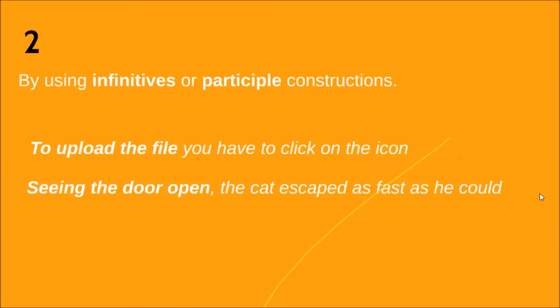The second way is by using infinitive or participle constructions. Then we have something like, to upload the file, we have to click on the icon. We call these infinitive or participle constructions, and in other parts of the theory, we have also called them non-finite clauses, okay? We call them non-finite because they do not contain a finite verb. Remember that the definition of a finite verb was a verb that was affected by tense, person, and number.